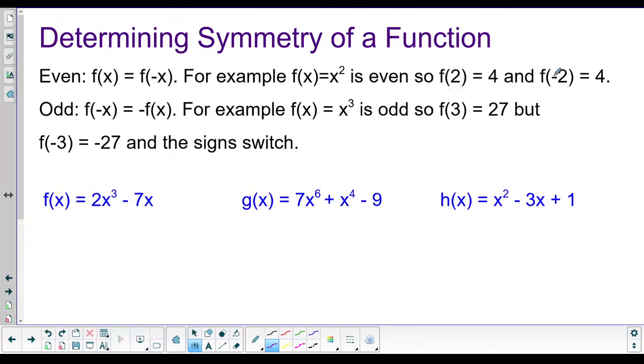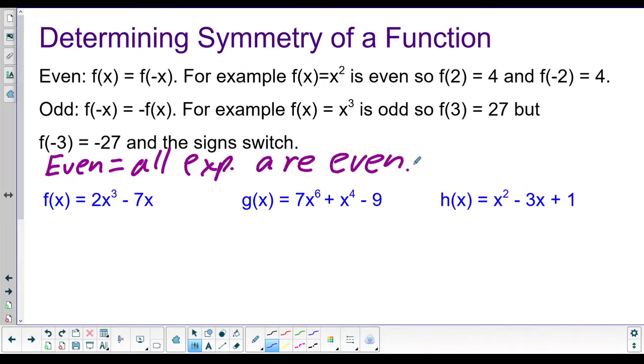So for polynomials, there's a really nice pattern or rule that you can follow. You just look at the exponents of all of your terms, and those will tell you if your function is even or odd. For it to be even, all the exponents must be even. Let's write that down in words. Even: all exponents are even. Same thing for odd. If it's odd, all the exponents are odd.